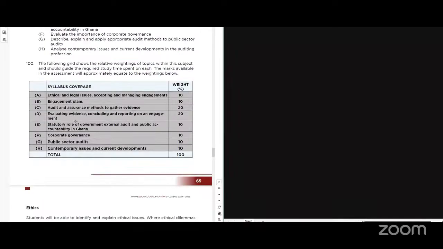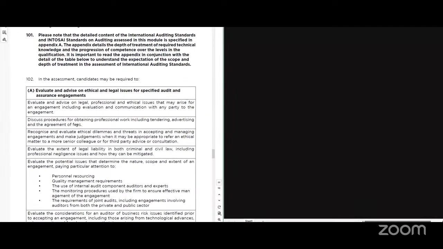Okay, so what at all are they asking for around this area? So look, evaluate and advise on what? Ethical and legal issues for specified audit and assurance engagements. So you have to evaluate and advise on legal, professional, and ethical issues that may arise for an engagement, including evaluation and communication with any party to the engagement. Then discuss procedures for obtaining professional work, including tendering, advertising, and agreement of fees. I believe we talked about this.